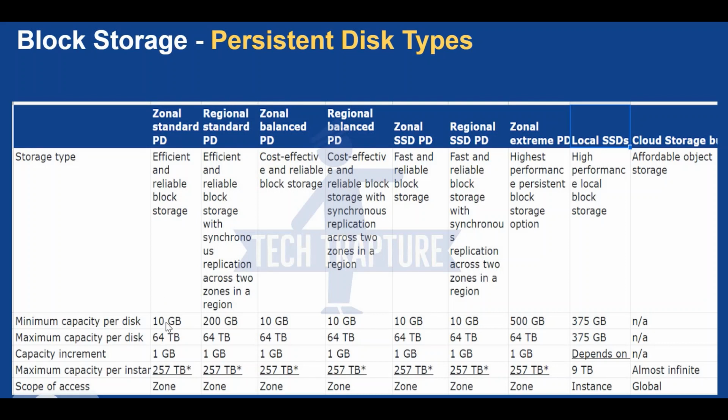I will go with the standard PD. Here the minimum size you have to create a disk is 10 GB and the maximum size is 64 TB. If you are going with Cloud Storage, there is no such limitation, but these are mostly used for your local VM storage. If you are going for higher storage amounts or archival, you will definitely use Google Cloud Storage. And you can simply upload and download files from Google Cloud Storage from your VM instance using the gsutil command.